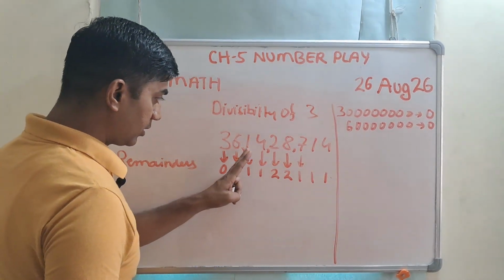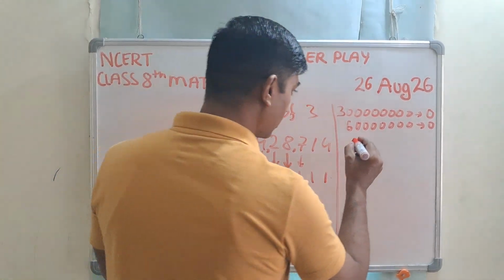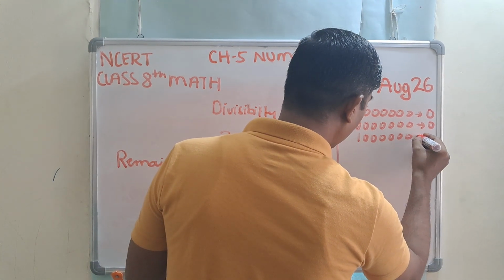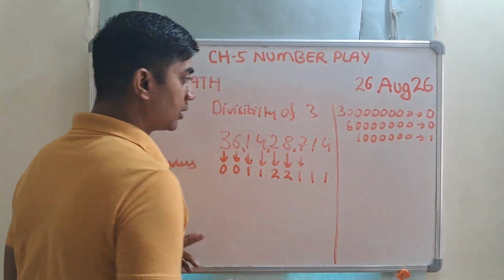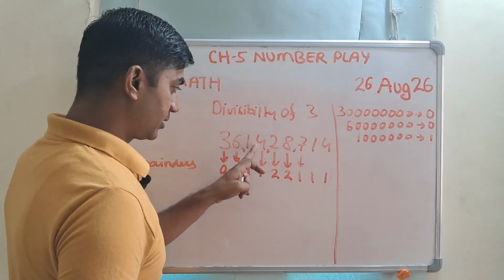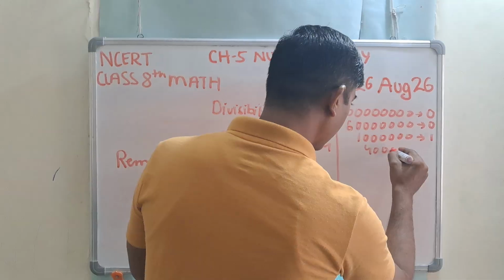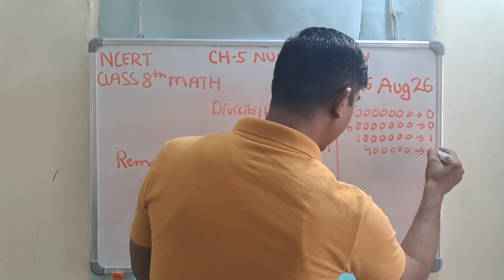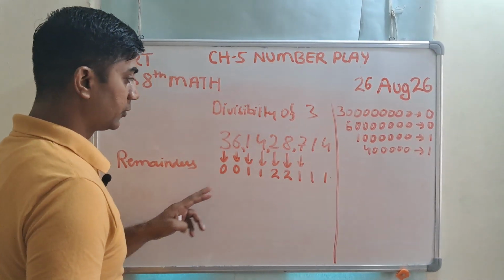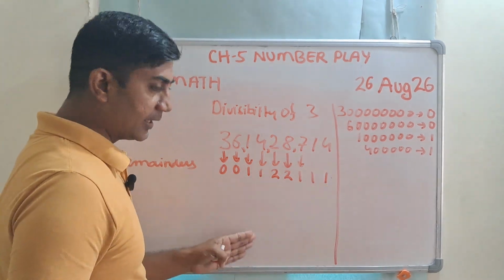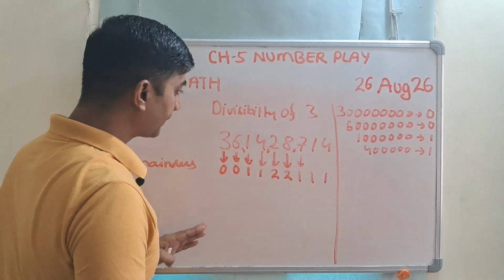Now when you divide, what is this? 10 lakh. Your remainder is 1. When you divide this, what is this? 4 lakh. Your remainder is 1. Understood? Why the remainder is 1? That we have studied in the previous part of this video only.